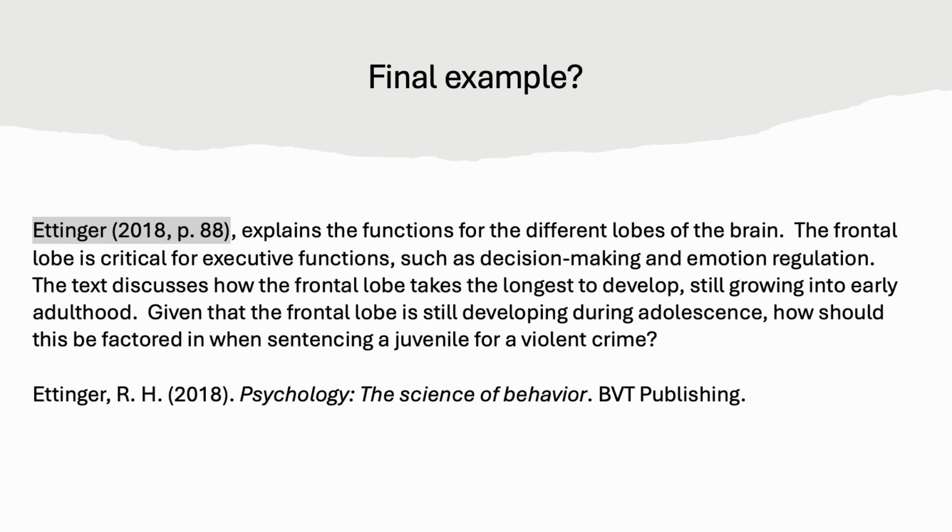Next slide, final example. This would have to do with the book I used for general psychology, and this is another way to do an in-text citation. Instead of having it in parentheses at the end of the sentence, you can start the sentence with it. Edinger, and then the year of publication, 2018, page number, comma, explains the functions for the different lobes of the brain. So you can use the author's name outside of parentheses and then just put the year of publication and page number within the parentheses, then the comma. So those are two different ways that you can format the in-text citation, and then down here again shows how to format the references.